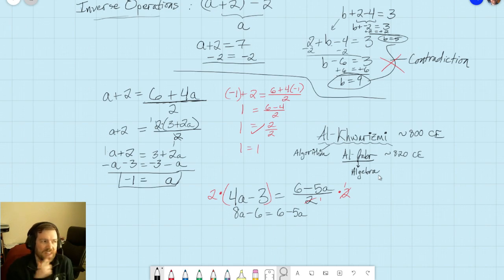Well, I mean, if you think that's bad, you should look at some of the old stuff that they had, like prior to him. Everything was in words. Like all they had were pictures and words. There was no notation. That's also fair.